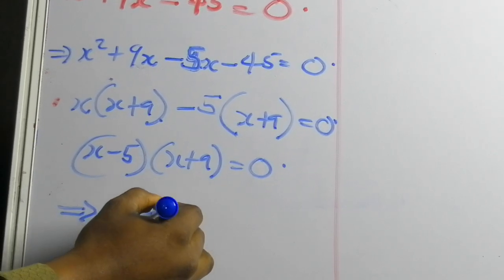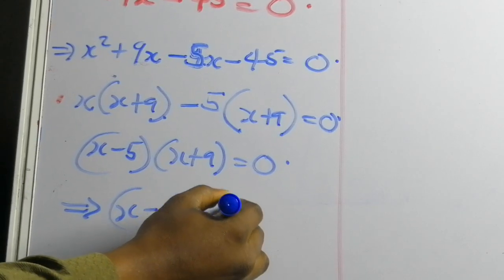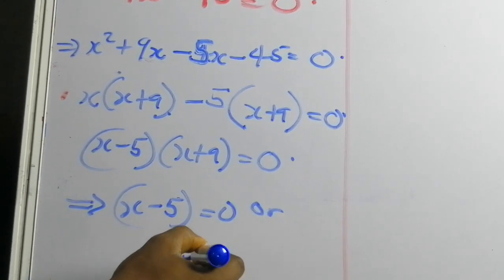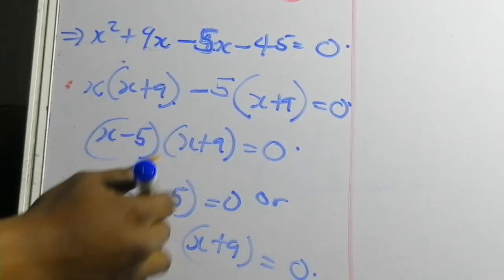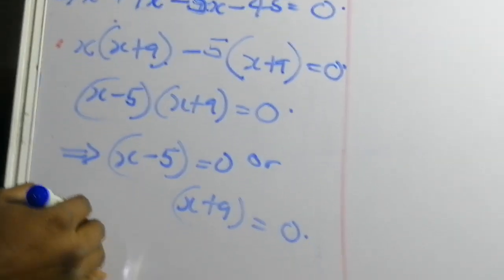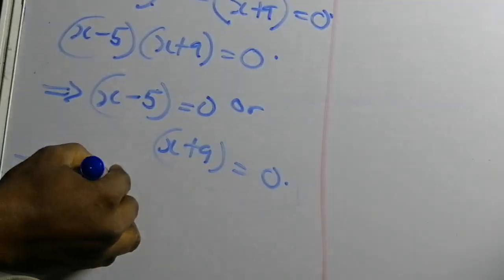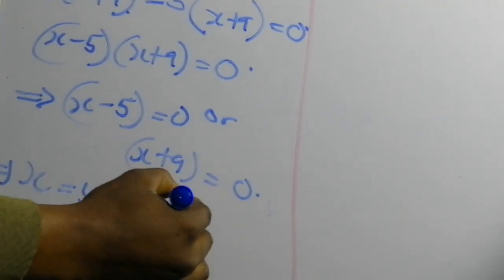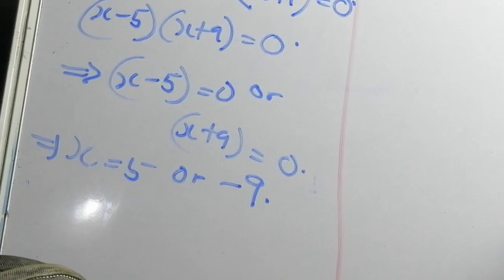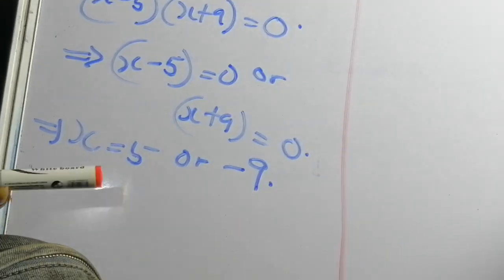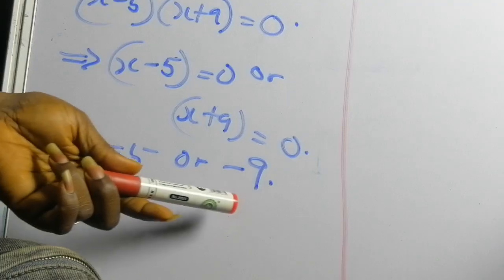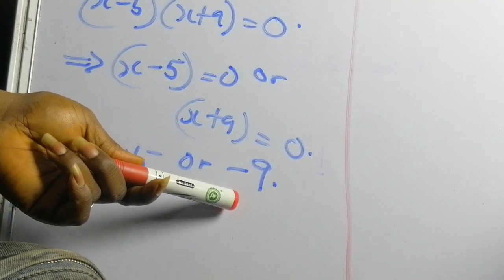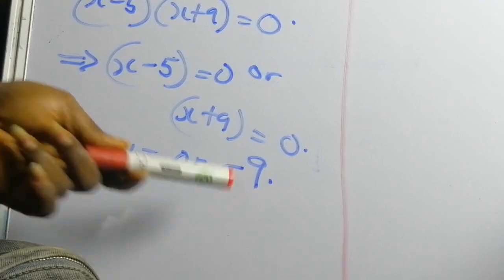This implies that x equals what? Let me jump steps. x minus 5 equals 0, or x plus 9 equals 0. So don't forget, if minus is crossing the equal sign, like I said, that implies x equals 5, or minus 9. And don't forget that in a quadratic equation problem like this, it can never be minus.